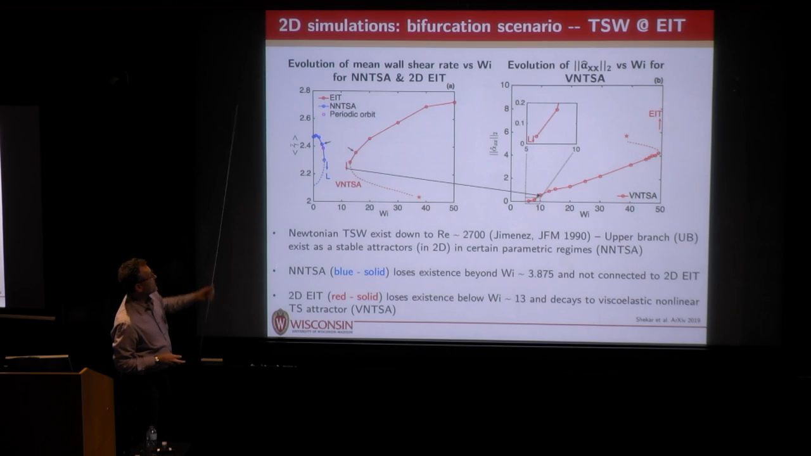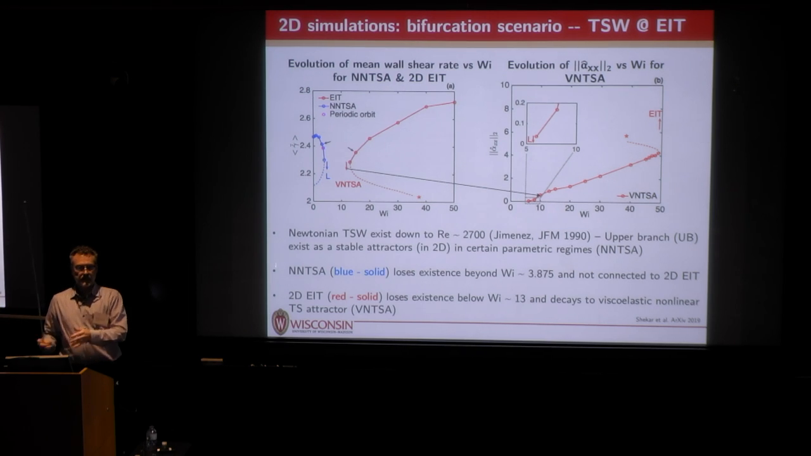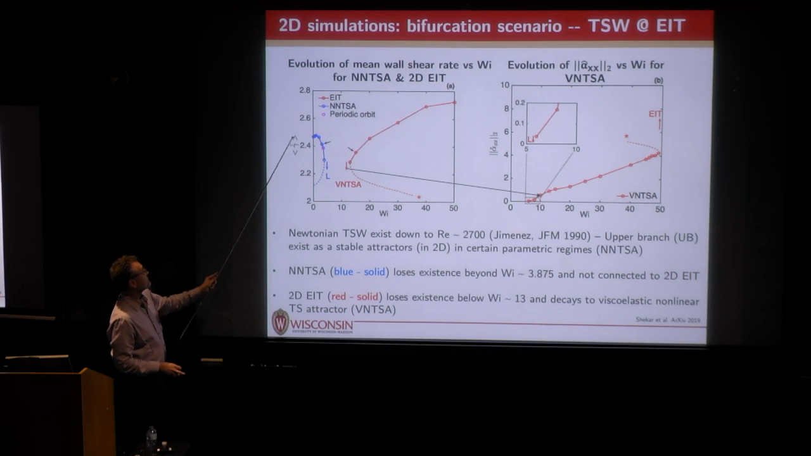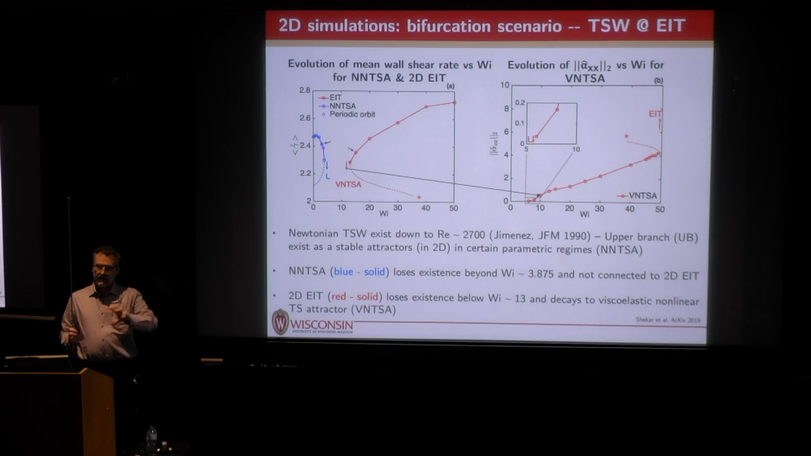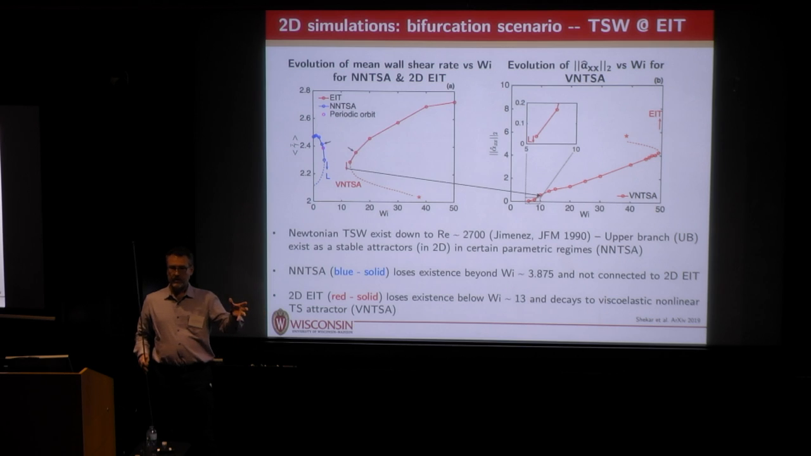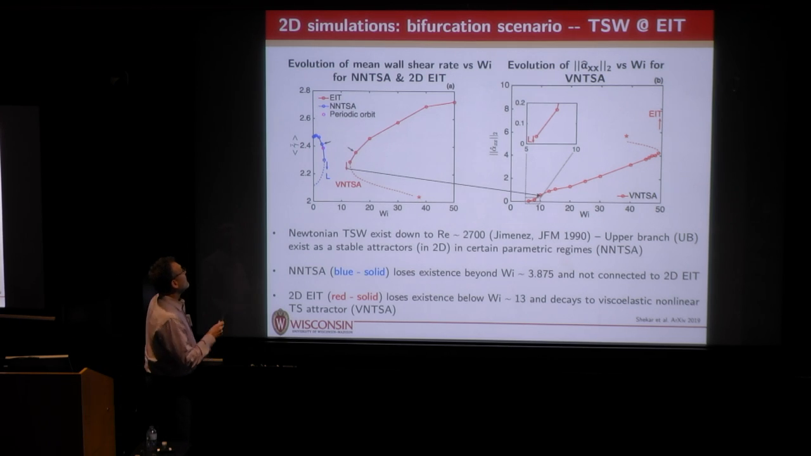We've done 2D simulations now, trying to look at how the Tollmien-Schlichting wave evolves with viscoelasticity. So on the vertical branch here, that's the Newtonian case. This is just mean wall shear rate. So in 2D, the nonlinear Tollmien-Schlichting wave bifurcates subcritically, and so it exists at finite amplitude, down to a Reynolds number of about 2800. And so we can find that solution branch, okay? And that loses existence above a Weissenberg number about 3, and you go to laminar.